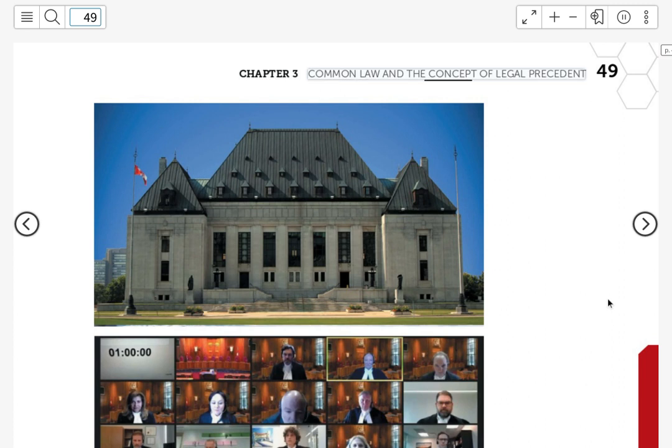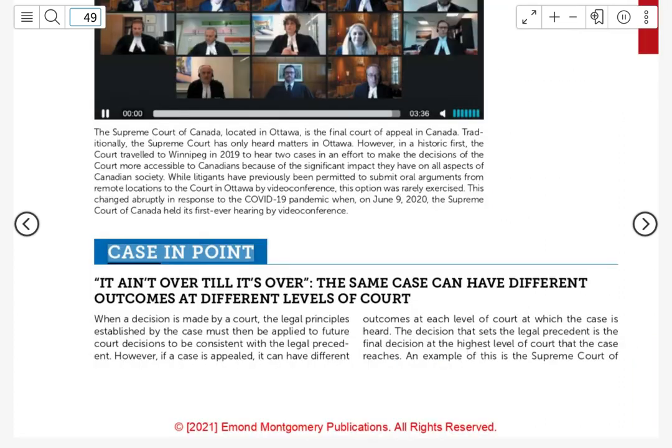Chapter 3 Common Law and the Concept of Legal Precedent. Case in point: It ain't over till it's over. The same case can have different outcomes at different levels of court. When a decision is made by a court, the legal principles established by the case must then be applied to future court decisions to be consistent with the legal precedent. However, if a case is appealed, it can have different outcomes at each level of court at which the case is heard. The decision that sets the legal precedent is the final decision at the highest level of court that the case reaches.